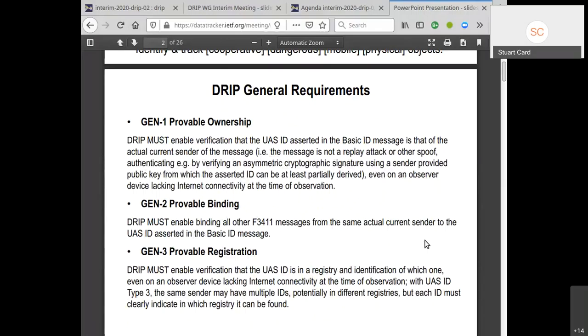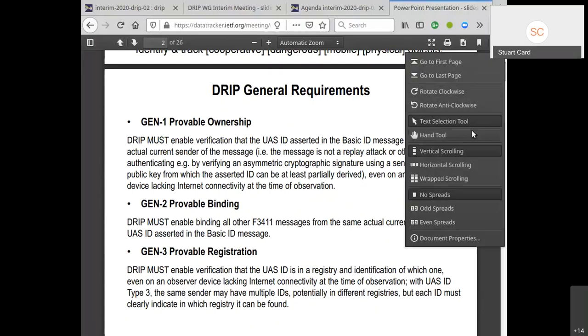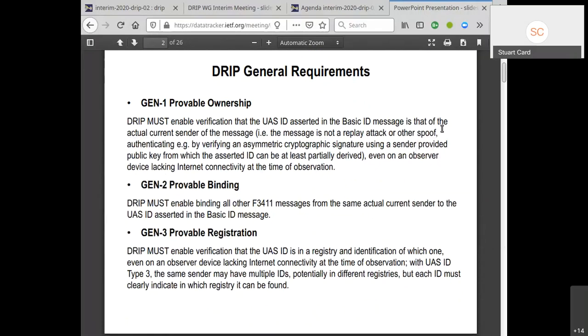Okay, so I'm jumping right in because you've all seen the background. And if you haven't seen the background, some of it's in the backup slides. So the first three and most fundamental general requirements are provable ownership, provable binding, and provable registration.